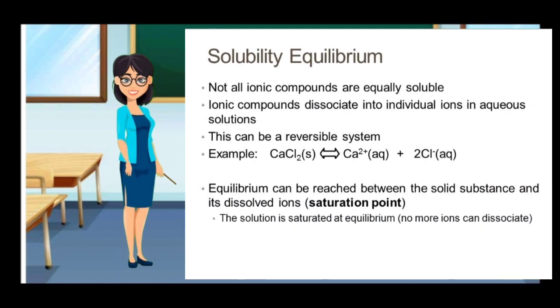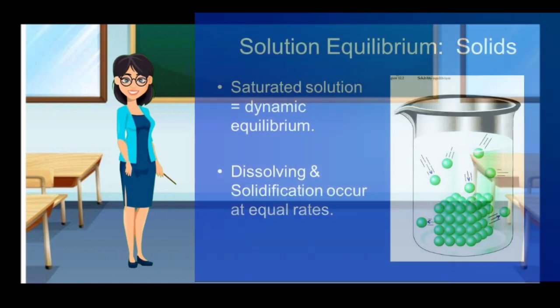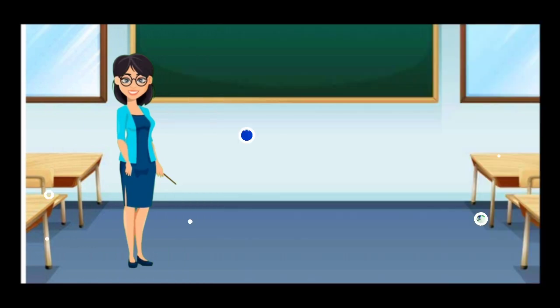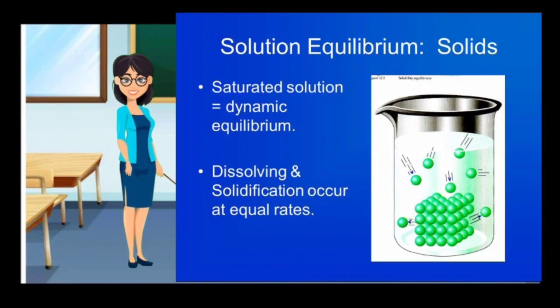Equilibrium can be reached between the solid substance and its dissolved ions during saturation point. The solution is saturated. Solution equilibrium is the physical state described by the opposing processes of dissolution and recrystallization occurring at the same rate. The solution equilibrium for the dissolving of sodium chloride can be represented by one of the two equations.